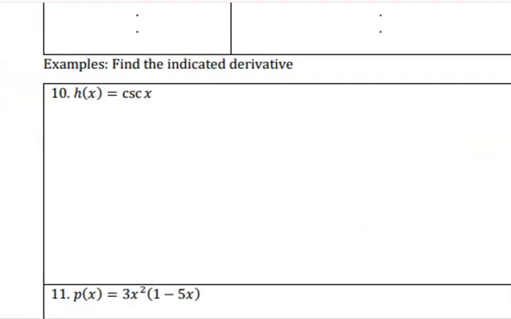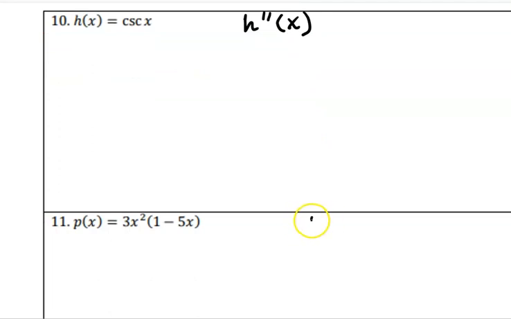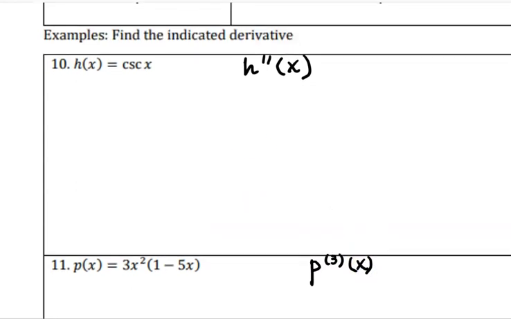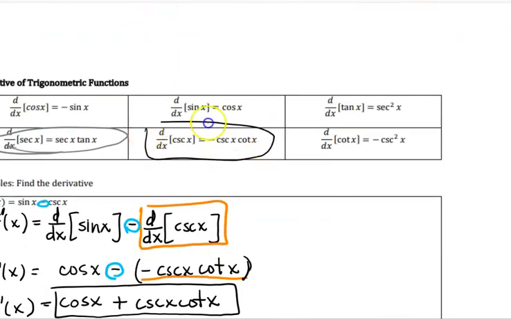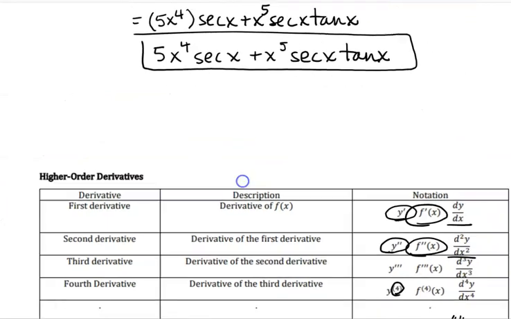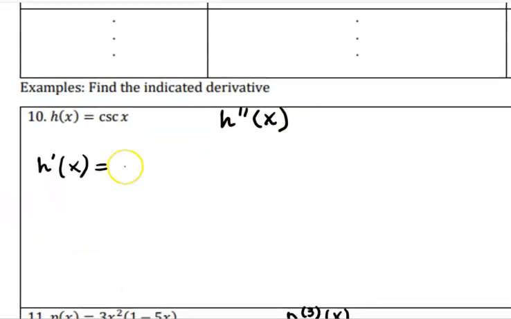Find the indicated derivative. For h of x, let's find h double prime. And then down here for p of x, let's find p to the third, or p3, the third derivative. So first, to find h double prime, we have to first find h prime of x. And to find the derivative of cosecant, we use the derivative rules that we had up here. The derivative of cosecant is negative cosecant cotangent. So h prime of x is negative cosecant x cotangent x. That is just the first derivative.